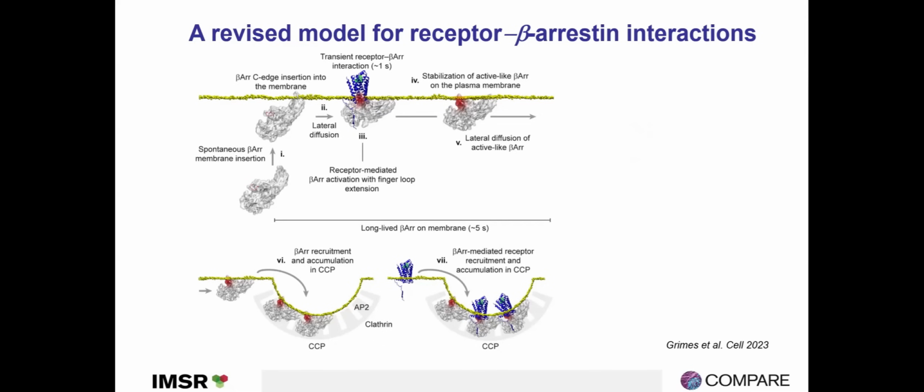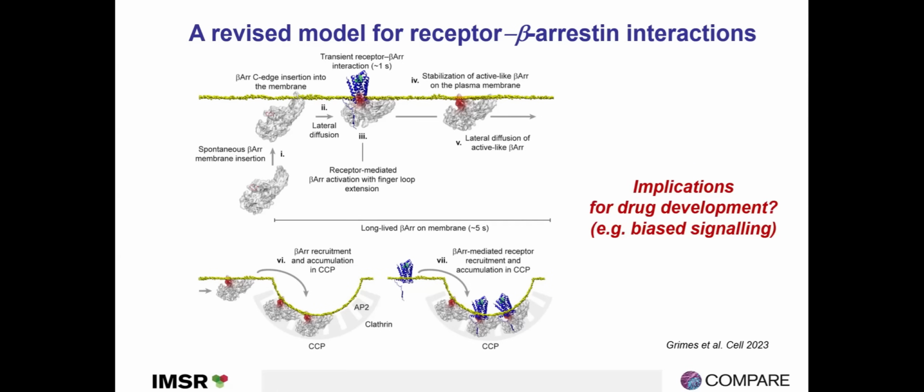And this leads to stabilization of beta-arrestin in an active conformation at the plasma membrane, so that beta-arrestin stays longer on the plasma membrane. And beta-arrestin typically reaches clathrin-coated pits independently of the initial receptor that has activated it. And only when it's there, it starts really recruiting receptors that accumulate in clathrin-coated pits to mediate GPCR internalization. So in essence, it is not different from the classical model, but it's a much, much more dynamic picture that we can only observe now using single molecule approaches.